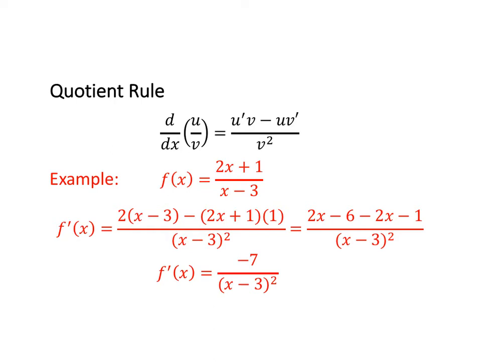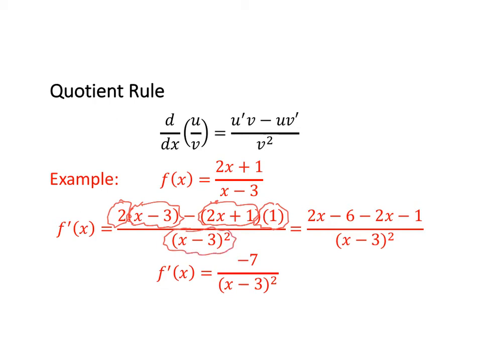All right, so let's do u prime. So that's the derivative of the numerator. The derivative of the numerator is simply 2 times the denominator, which is x minus 3, minus the numerator, 2x plus 1, times the derivative of the denominator, which is simply 1. And that's all over the denominator squared. So that's x minus 3 squared.